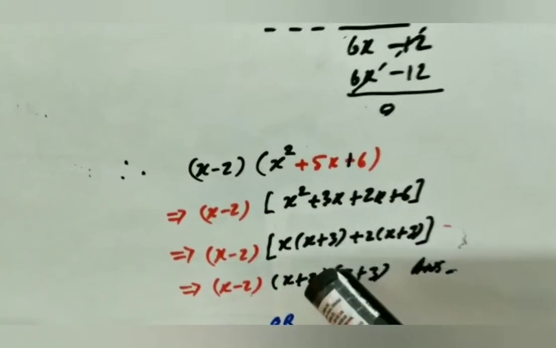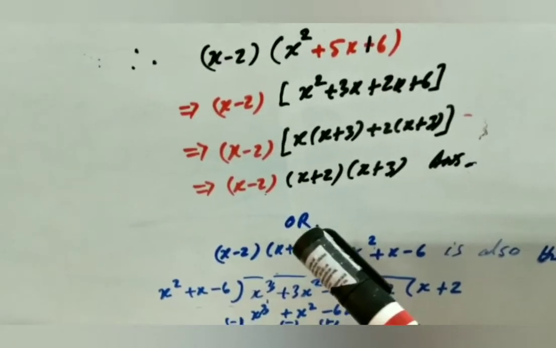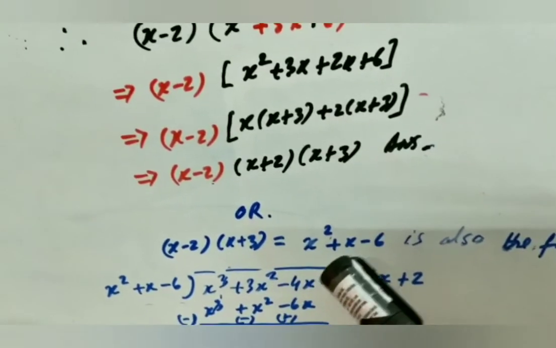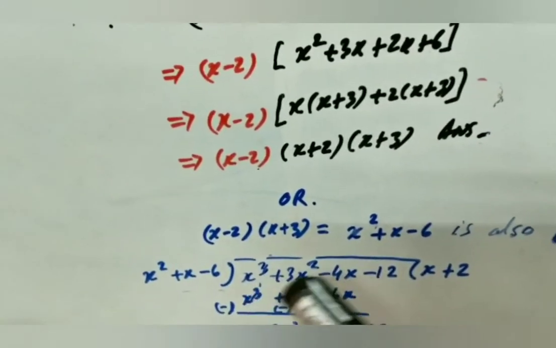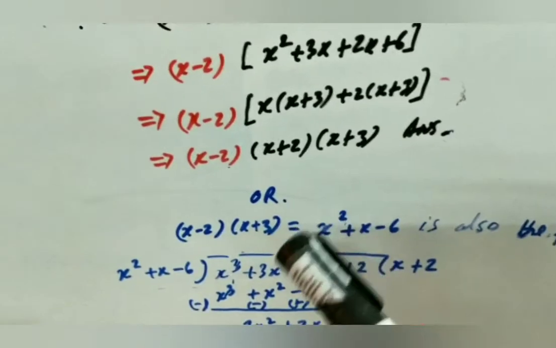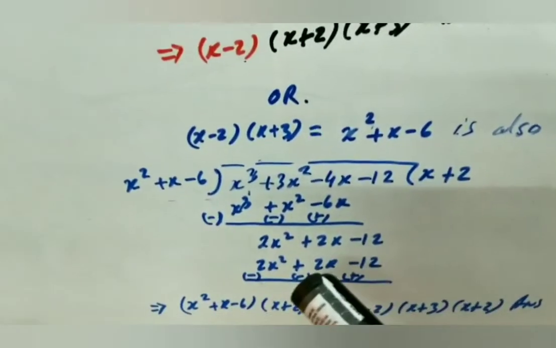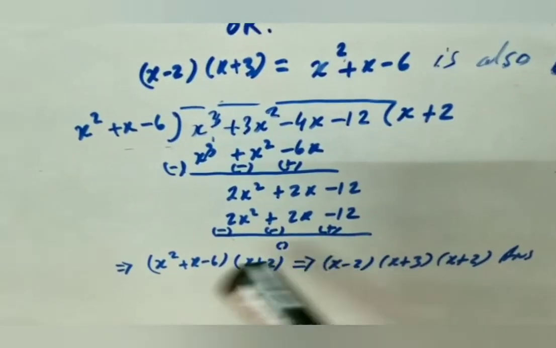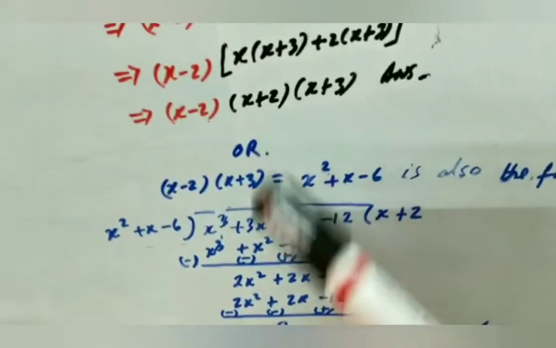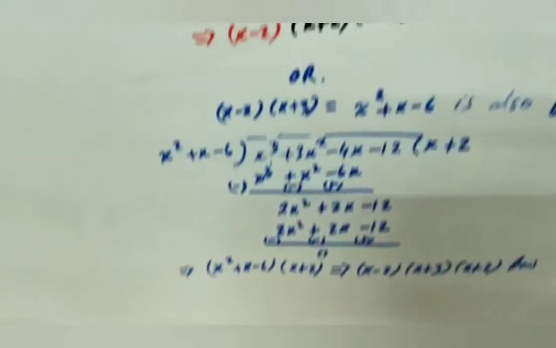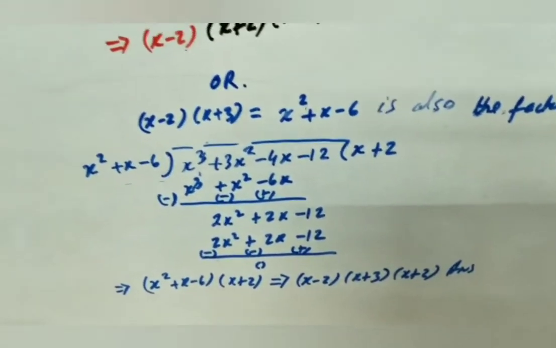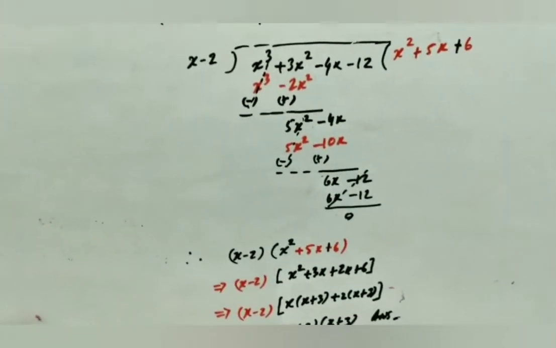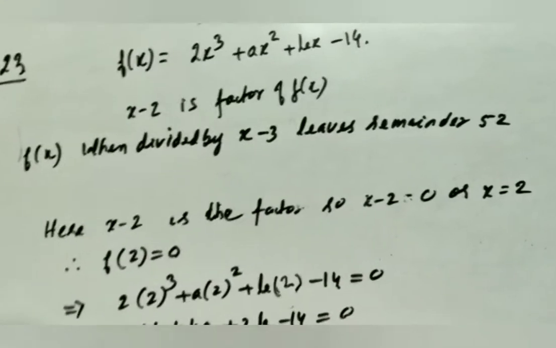This is a very important question. It can also be done the other way, or you can check. Since both are factors, if you multiply them, you get x square plus x minus 6. Divide f(x) by x square plus x minus 6 and directly you get the third factor, x plus 2. This is also an option for you. But I suppose the first one will be better for you. So this is a very, very important question. Please practice this kind of questions more.